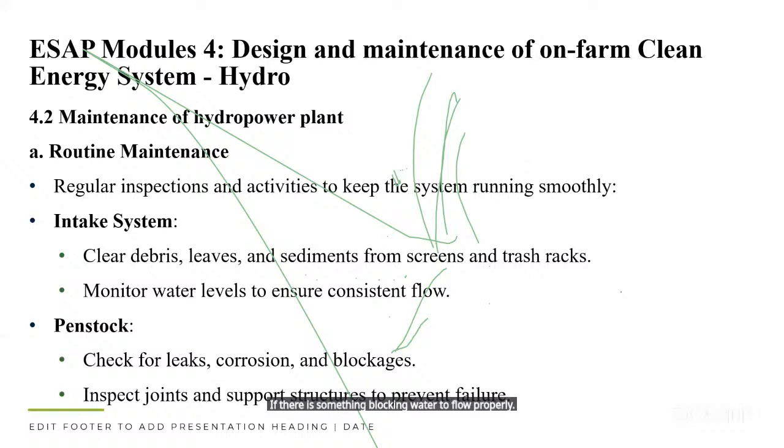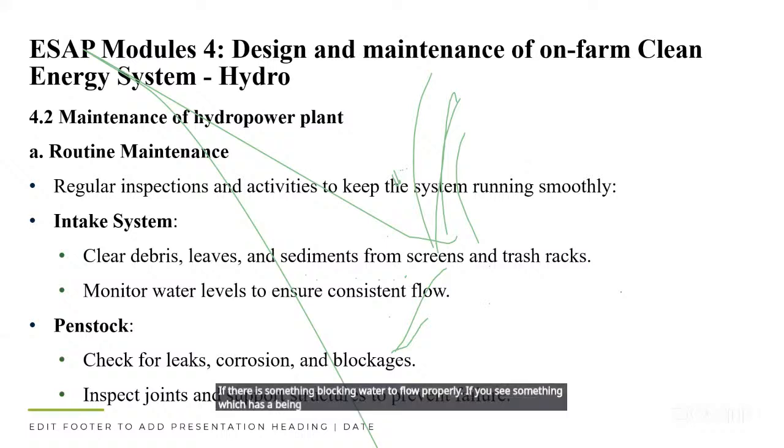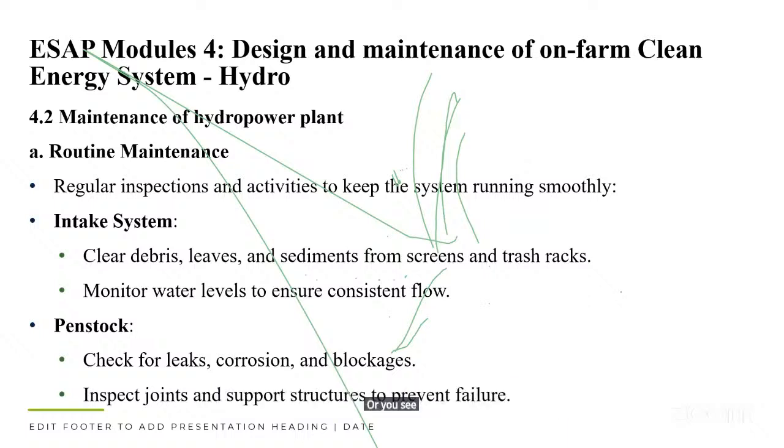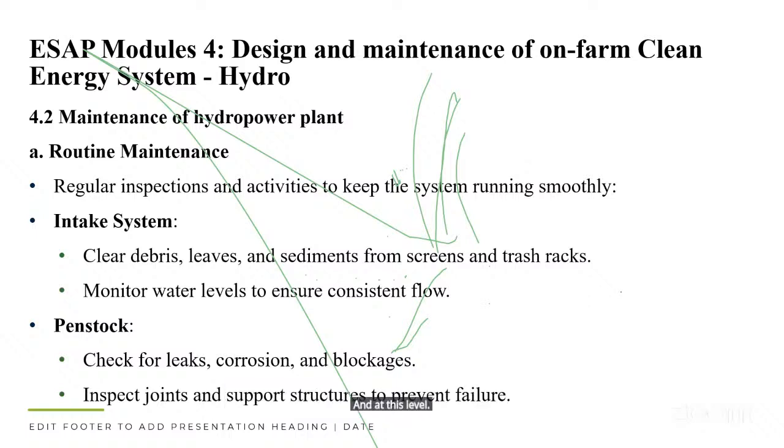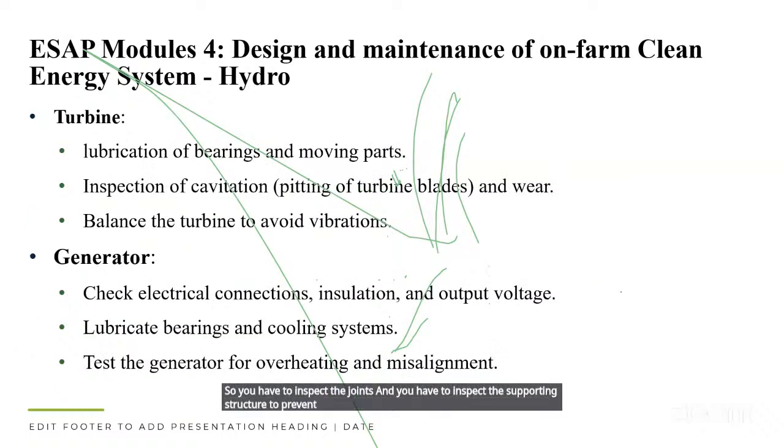If you see something which has got inside, you just remove it. Or if you see corrosion, you work on that. And you check that there are no leaks. If there are no leaks, you just close it. At this level, you also have to inspect joints, because the penstock is made of different parts, otherwise it would be too heavy to transport to the site. So you have to inspect the joints, and you have to inspect the supporting structure to prevent failure of this system.